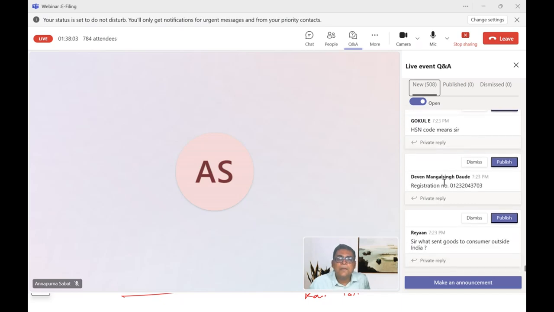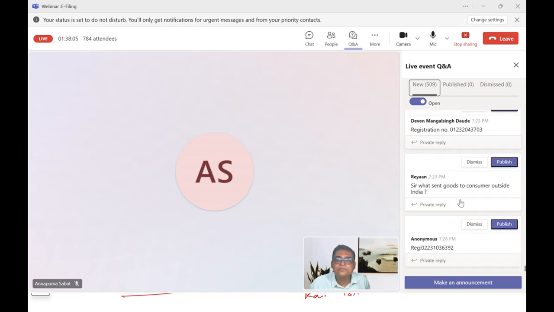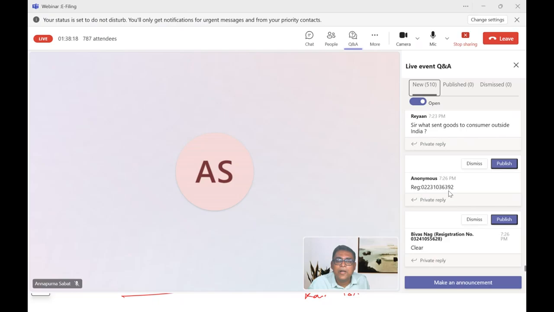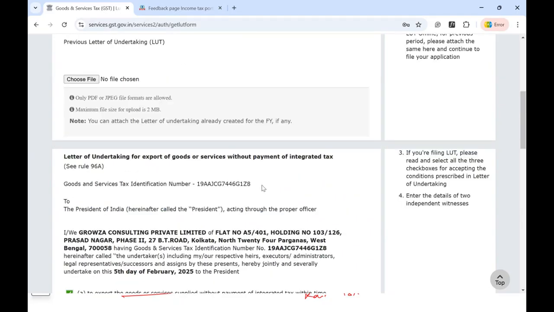Okay, I am coming to HSN code. Rian, we already discussed what happens when sending goods to a consumer outside India. If it is a B2C transaction, we are required to provide it in a consolidated manner. If it is B2B, we are required to provide a separate line item. Okay. Now again, I'm coming to GSTR1.